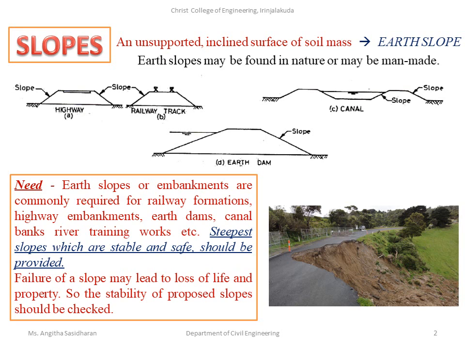So we have to analyze the safety of a slope. What happens if the slope fails? Failure of a slope may lead to loss of life and property. If you are making a road like this, or an earth dam like this, if the slope fails, it will cause loss of life and also loss to property. So the stability of the proposed slopes should be checked.